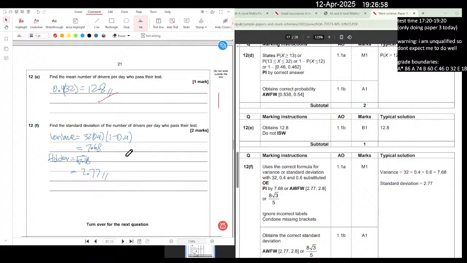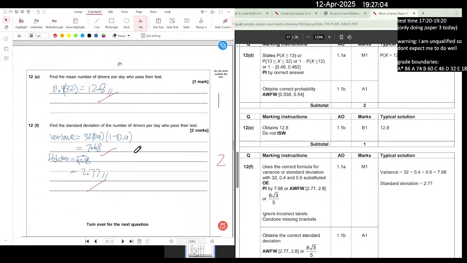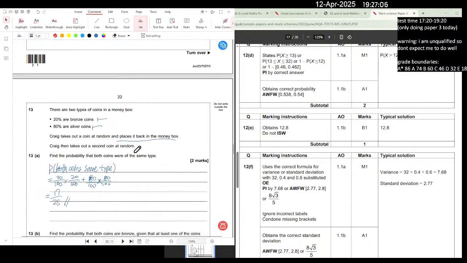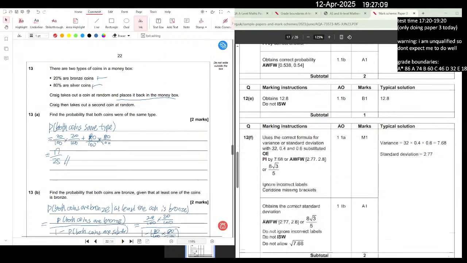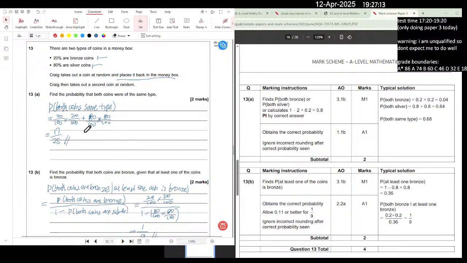And then yeah, variance, standard deviation 2. Okay, good. Luckily, I may have got full marks on this. That's good. I'm gaining where I still can gain. 0.68 and 1 over 9. 17 over 25 should be an equivalent, I believe.